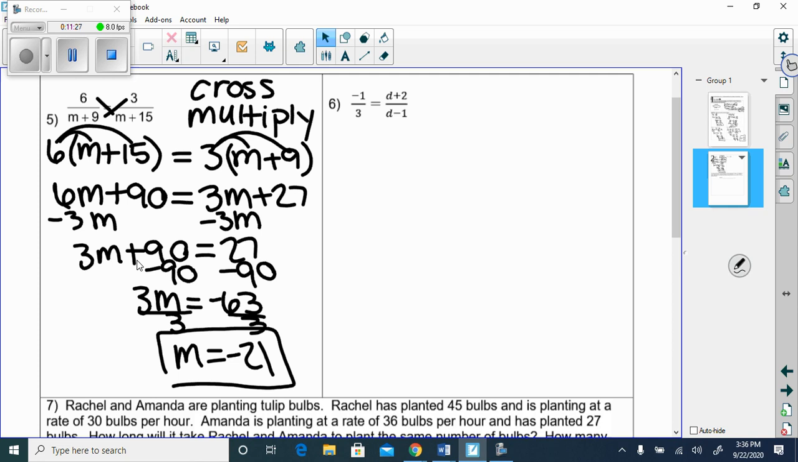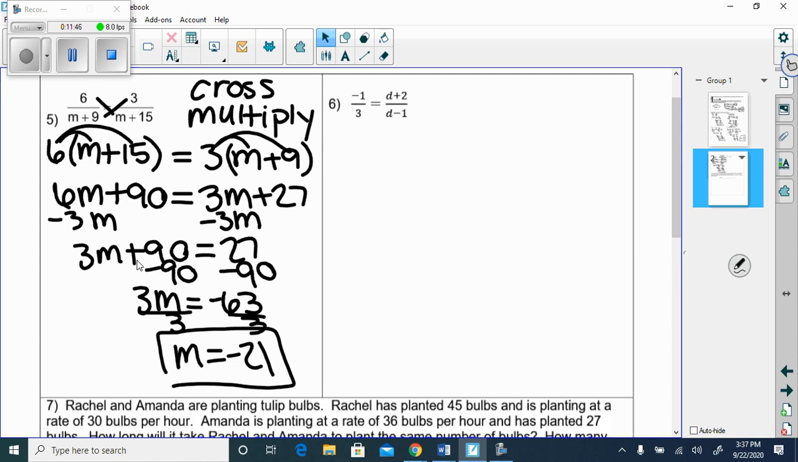The harder way? Well, you could have moved the 6m over here, and that's totally fine. I just did it this way so I could keep my variable positive. But it doesn't matter which way you go.